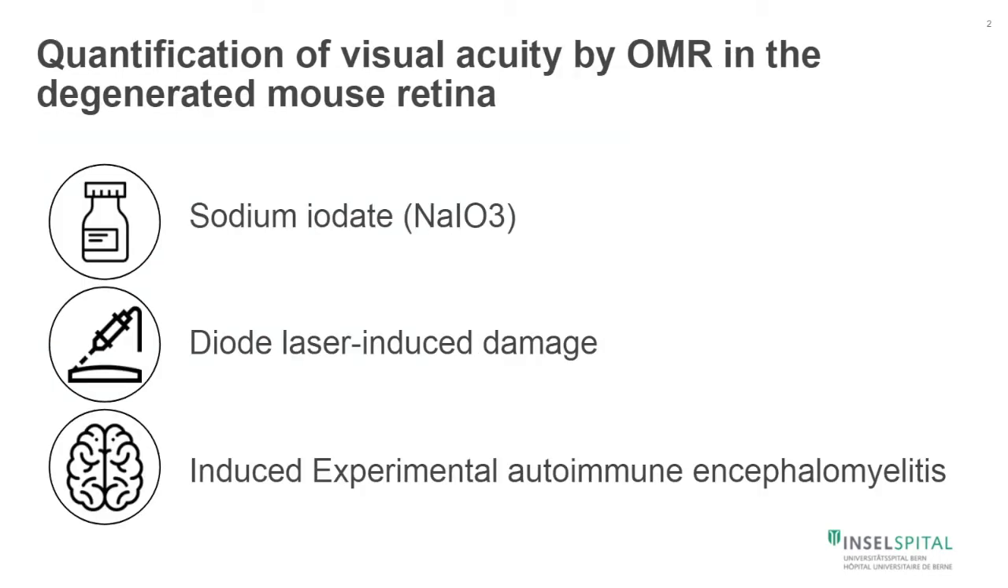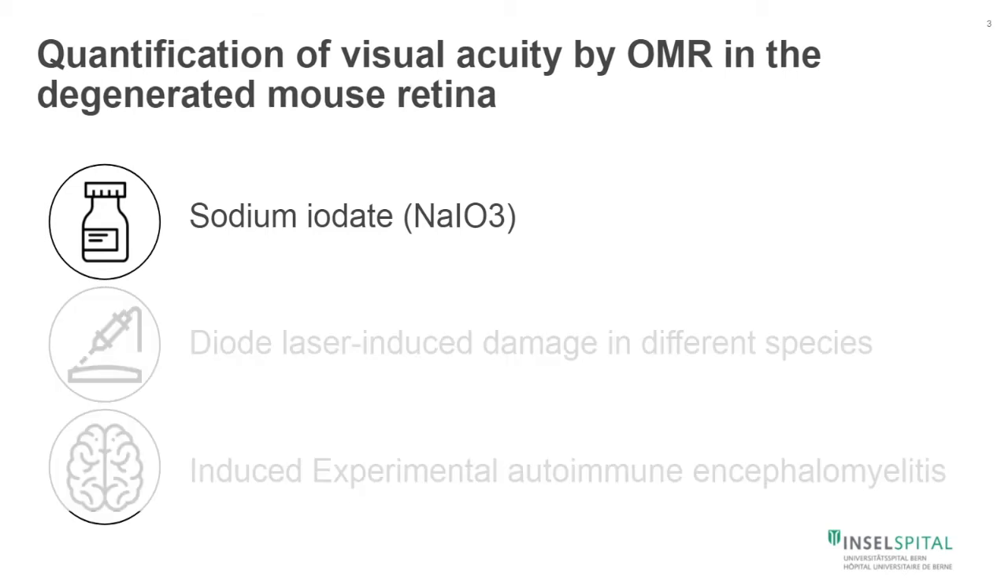So today I'm going to give you some examples. First, I would like to focus on the sodium iodate model of retinal degeneration. Then second, about the diode laser-induced damage in the outer nuclear layer. And finally, I will give you some information about a brain model that can also lead to changes in the retina. Let's start first with the sodium iodate model, which is actually a quite old pharmacological model.